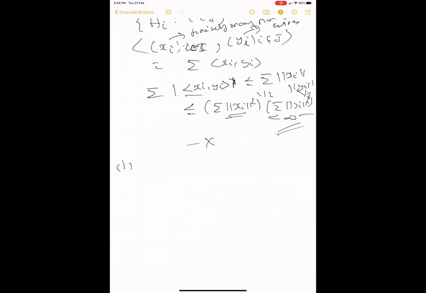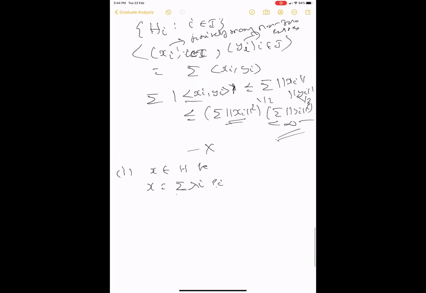Okay. Let x in H be such that x equal to summation lambda_i e_i, for some kind of summation. Then it's clear that the inner product of x with e_i equals lambda_i. That is just clear, right? You take the inner product with the other e_j, the inner product is 0, so it will just look like that. So this is clear.